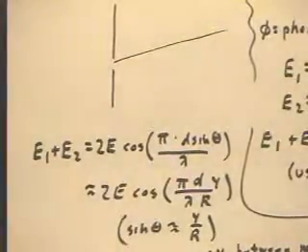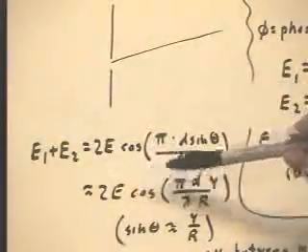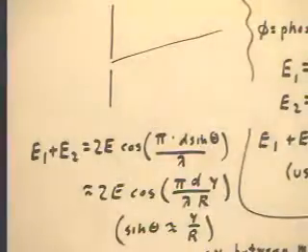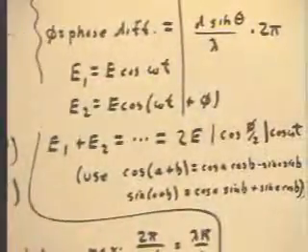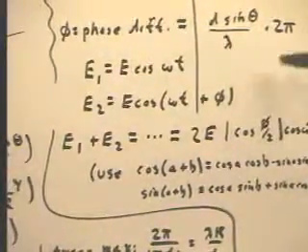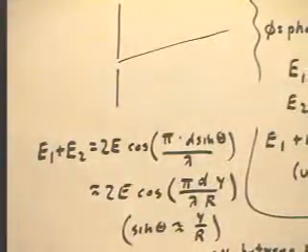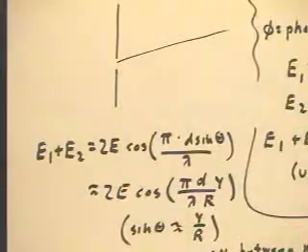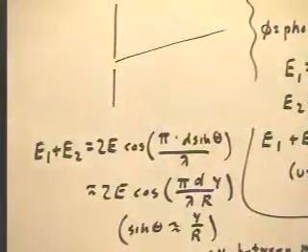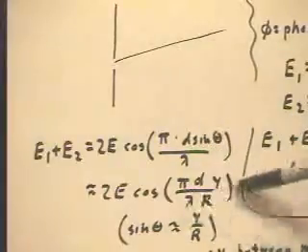Using that relationship, we see that the electric field E1 plus E2 is 2E times the cosine of pi d sine theta over lambda. We're just substituting d sine theta over lambda times 2 pi for phi. We divide by 2, we just get a pi. So that's how we get this relationship. Now, since the sine of theta is approximately equal to y over r for small angles, as we saw before, we just substitute y over r for sine theta, and we get this expression.